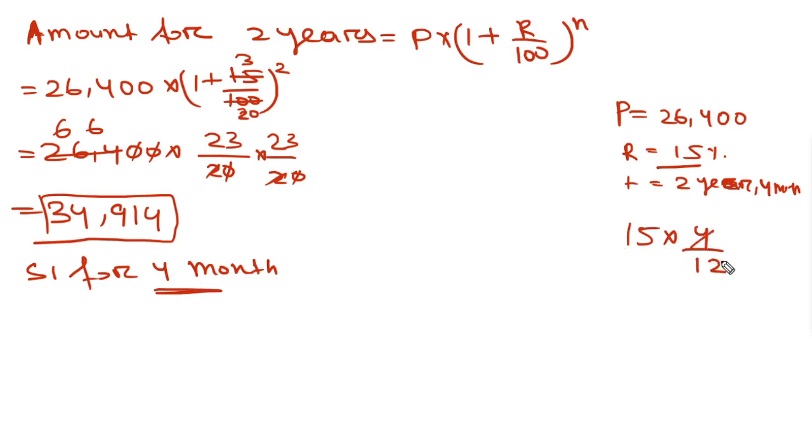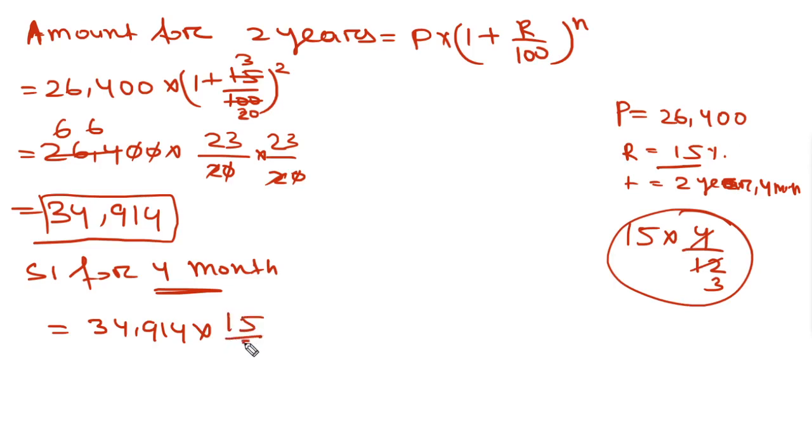So 3 will be cancelled here. So 15 into 1 by 3. Okay, so simple interest for 4 months is equal to 34,914 into 15 into 1 by 3, or you can write 15 by 3, divided by 100. So this is the simple interest for 4 months.